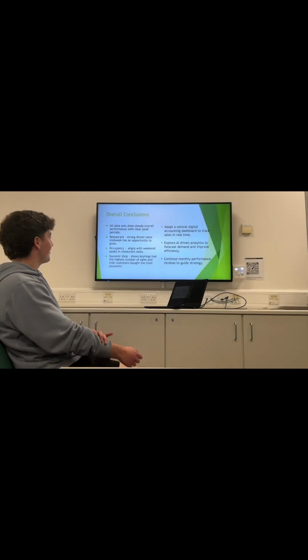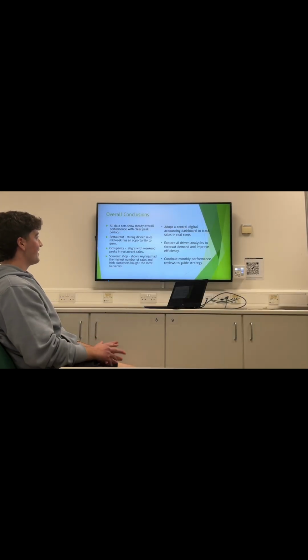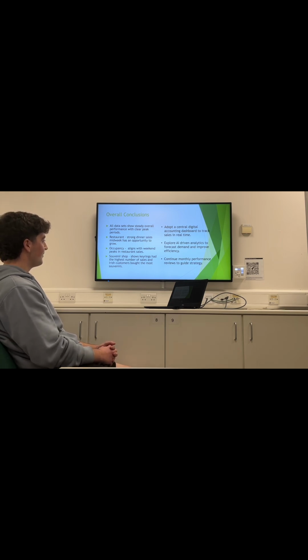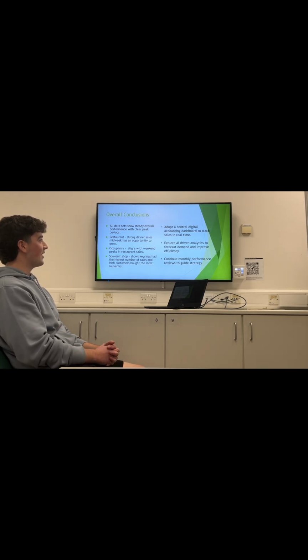So, to conclude, all the data sets show steady overall performance with clear peak periods. For the restaurant, strong dinner sales midweek show an opportunity to grow. For occupancy, align with weekend peaks in restaurant sales. And for the souvenir shop, it shows keyrings had the highest number of sales and Irish customers bought the most souvenirs. For recommendations, adopt a simple digital accounting dashboard to track sales in real time.